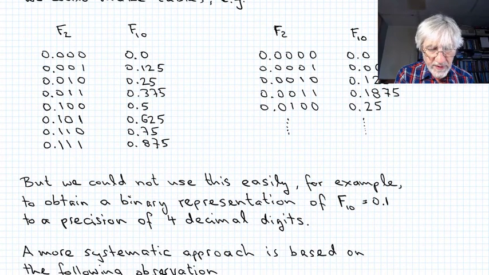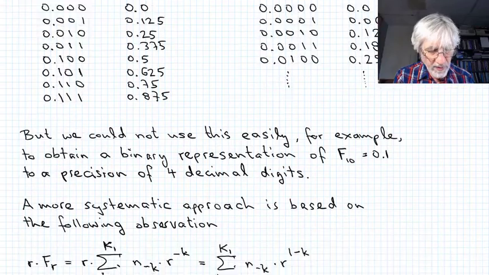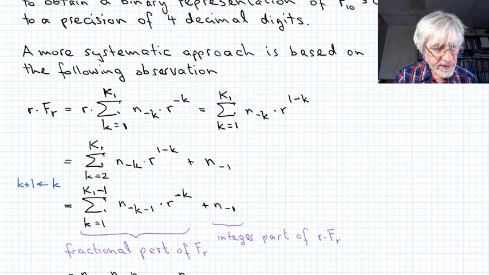But one of the big disadvantages here is that if we were, for example, to try to compute the decimal number 0.1 to 4 decimal digits and represent that in radix r, or binary representation in this case, radix r equal to 2, we would have to do quite a few additional entries in the table by extending the number of bits, and it would become very impractical. So we need a more systematic approach for that whole thing.